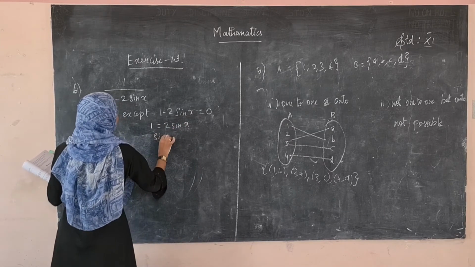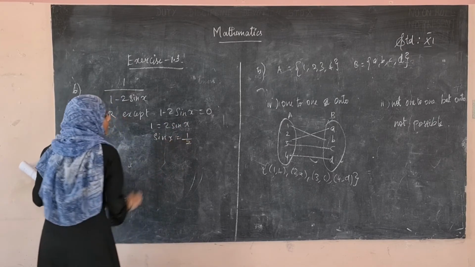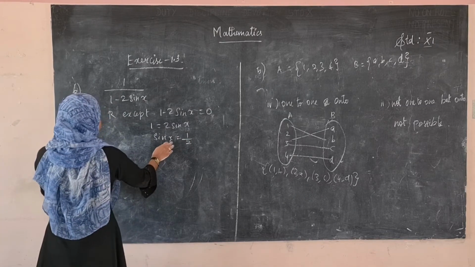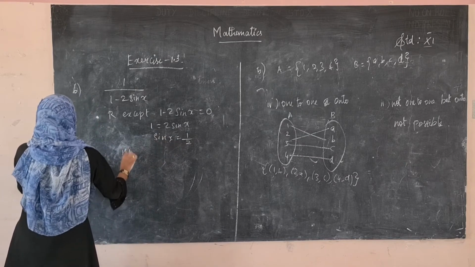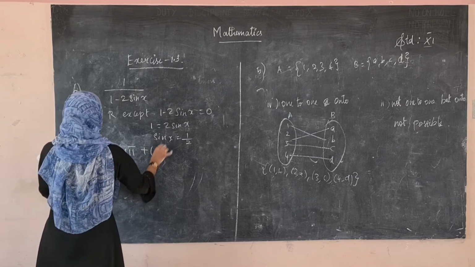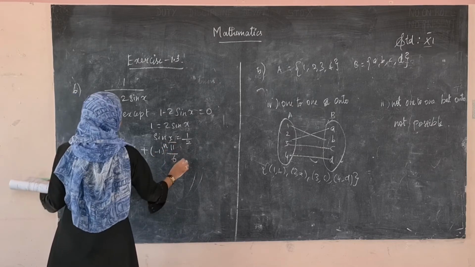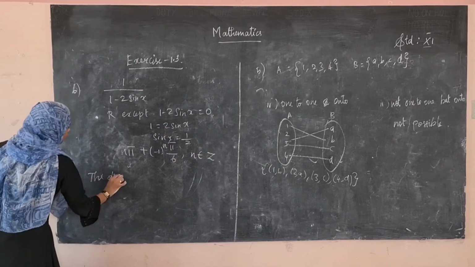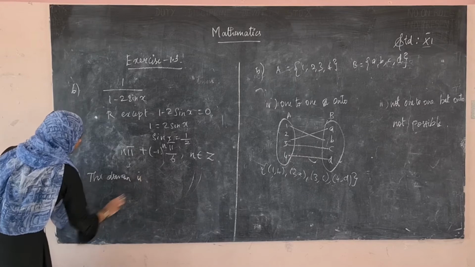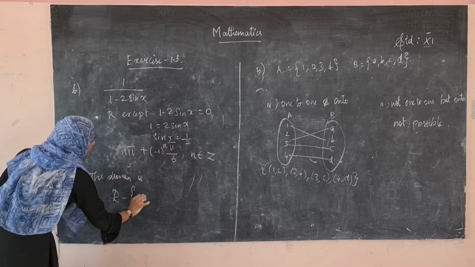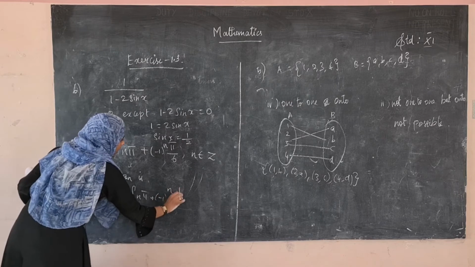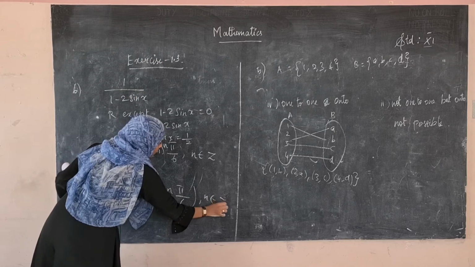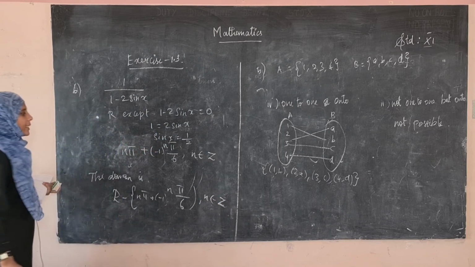So, sin x is equal to 1 divided by 2, that is sin 60 degree, which becomes 1 by 2. So, for what values of x do we get sin x equal to 1 by 2? It is n pi plus (minus 1) to the power n, times pi divided by 6, where n belongs to integers. Therefore, the domain is R minus {n pi plus (minus 1)^n pi divided by 6, where n belongs to integers}. The same thing we have seen in the example.